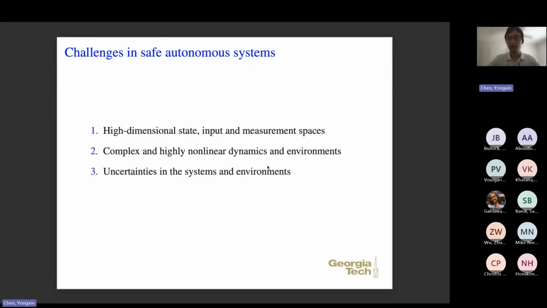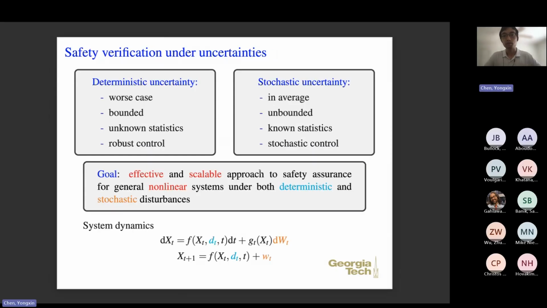Then if this one is safe, then you are safe. But unfortunately, this is not the case due to uncertainty. We have many different types of uncertainty here. So that's the focus of the talk, safety verification under uncertainties.